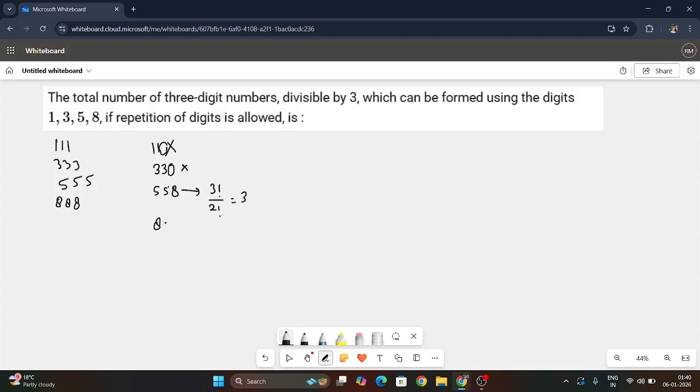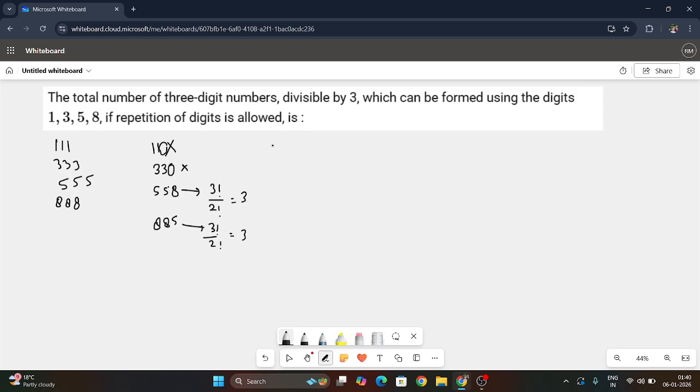Similarly, take two 8s. 8 and 8 is going to be 16. 16 plus 1 is 17. 16 plus 3 is 19. 16 plus 5 is 21, and that is divisible by 3. So this is also going to be 3. Now you can take 8, 8 and 8. So that, we have already taken.